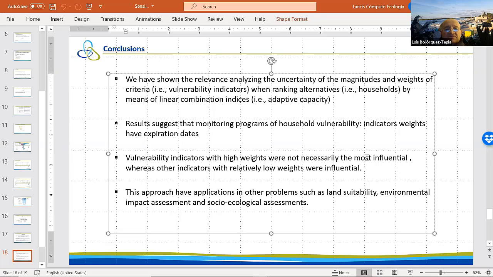And our approach has other applications in problems such as land suitability analysis, environmental impact assessment, socio-ecological assessment. There are a number of indices that are being developed with the use of the AHP. And I'll stop at this moment.